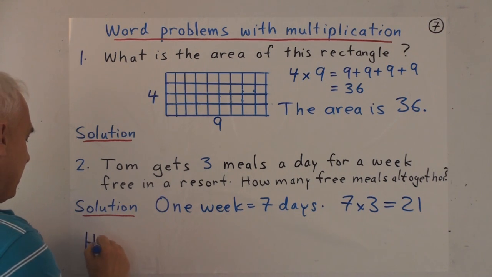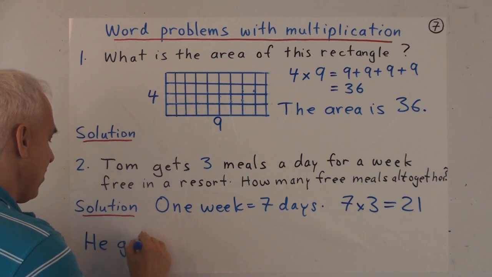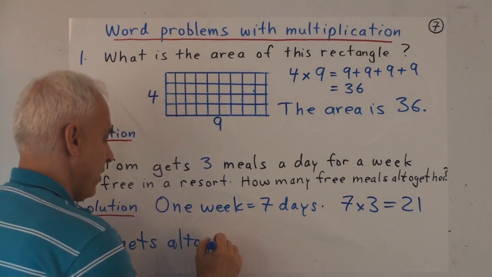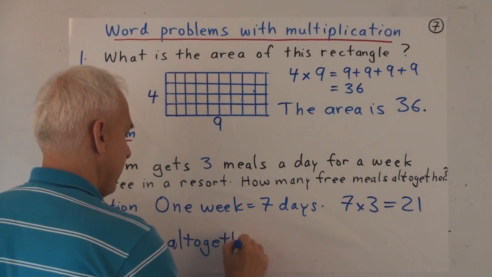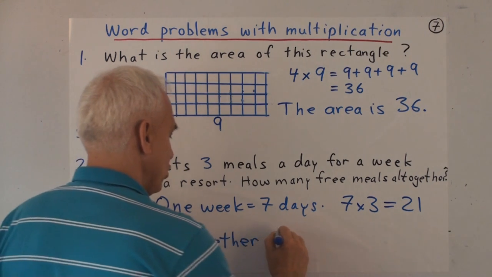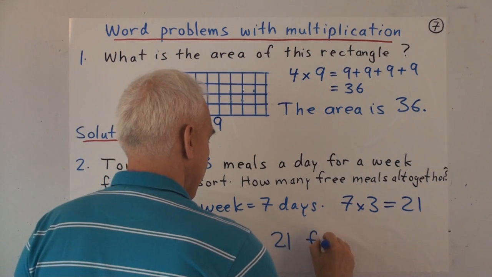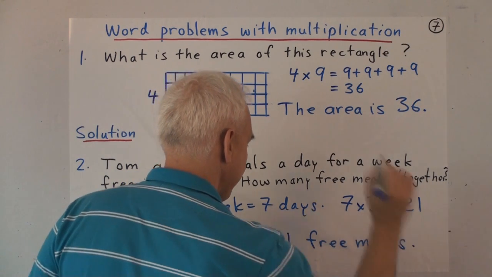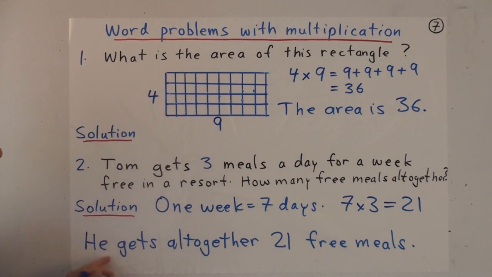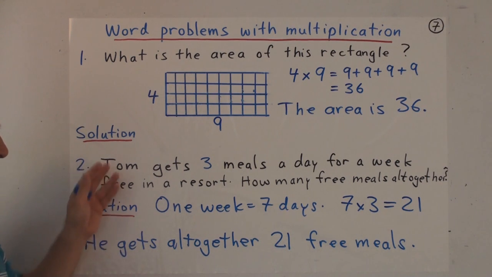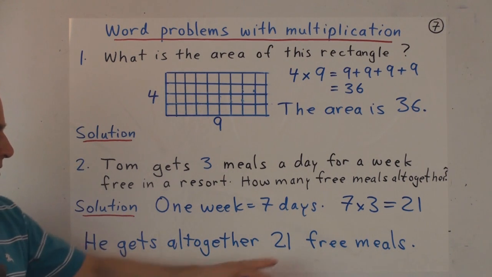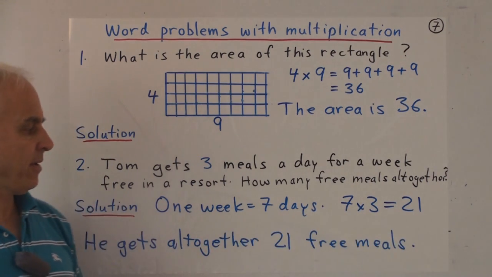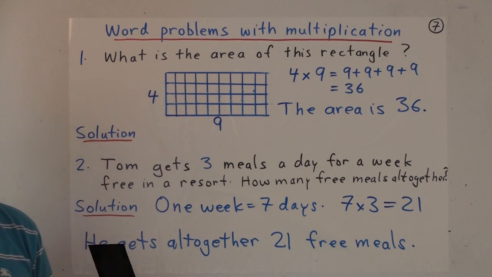And then we write down a solution. So he gets altogether 21 free meals. So we've answered the question in an English sentence with the answer that we've computed over here in it prominently.